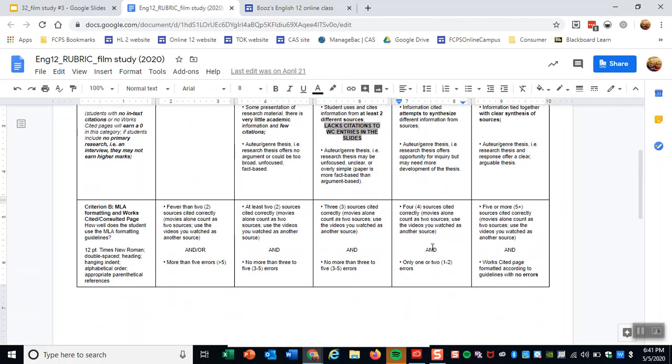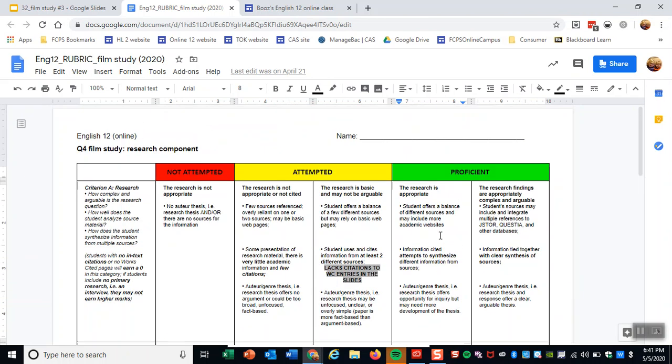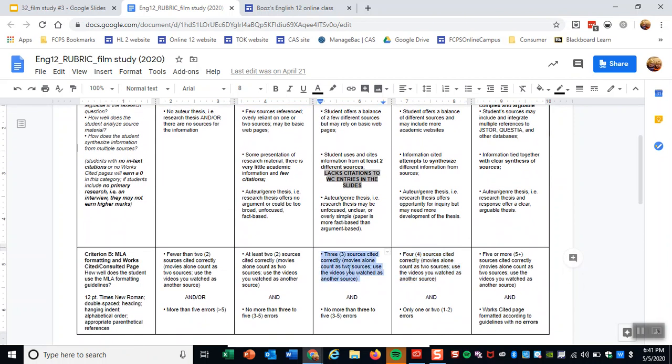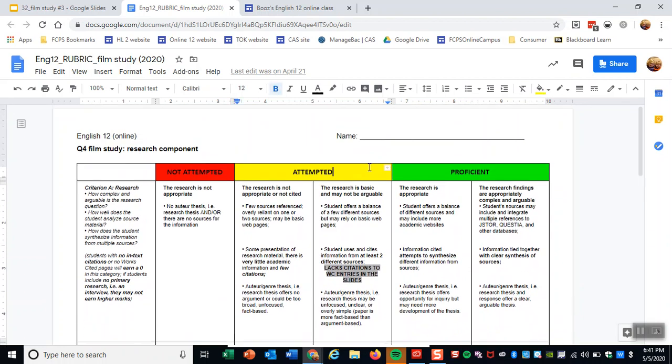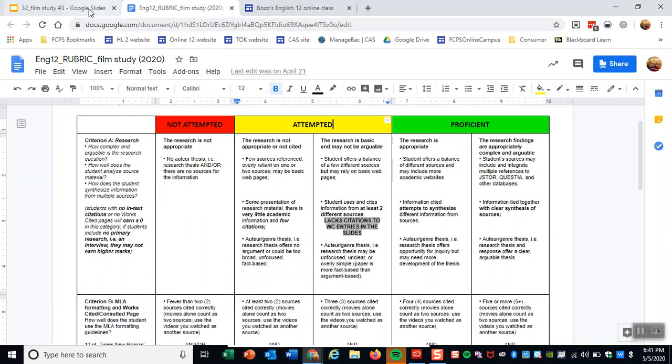For your works cited or consulting page, if you're citing things correctly and you have at least 4 sources, you've moved right into the proficient zone itself. And so ideally, you guys are working within these parameters. If you do only have 3 sources, then your project is going to be attempted and you're not going to be able to earn the higher grade. So again, think about this as the roadmap for success.